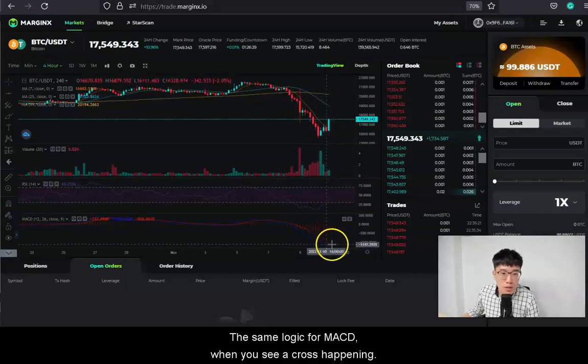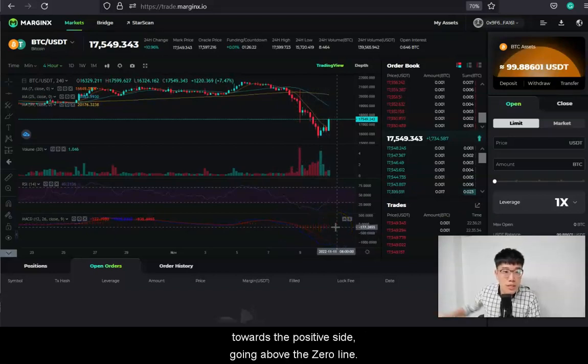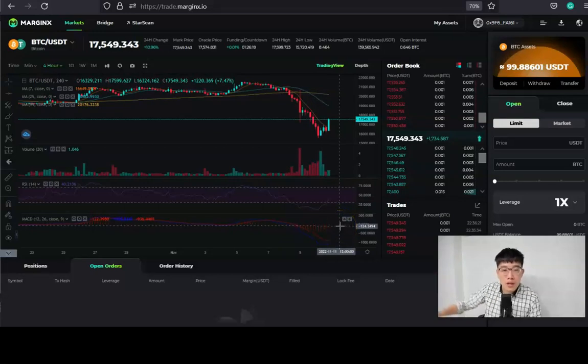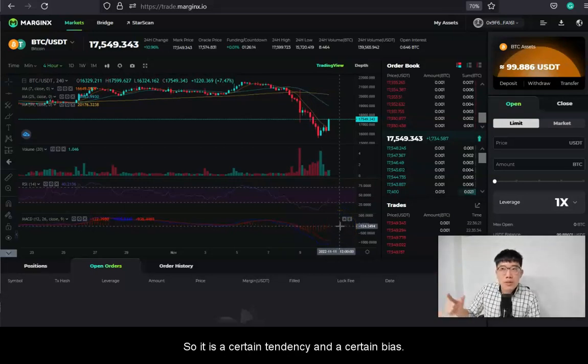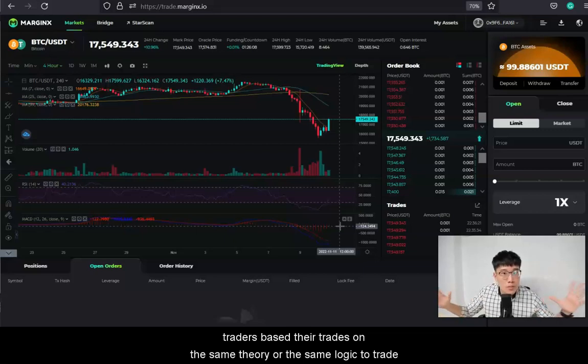When you see a cross happening, and you can see that the bar graph or histogram is switching towards the positive side, going above the zero line, it means it's a positive trend. People start being more bullish. So it's a tendency and it's also a certain bias. People base on it, and when more and more traders base on the same theory or the same logic to trade, there is a repercussion.